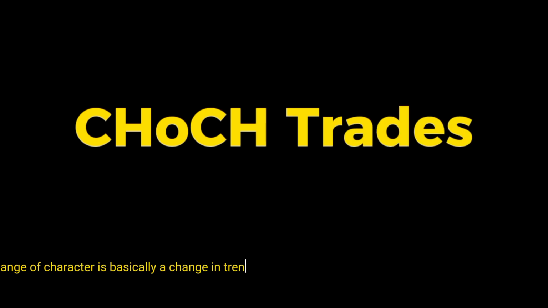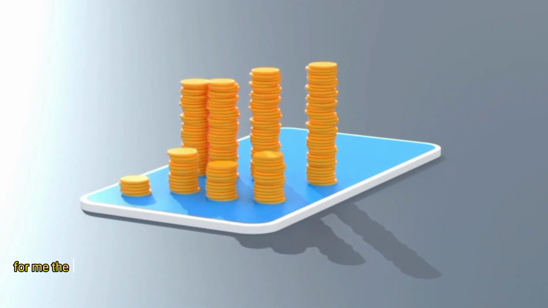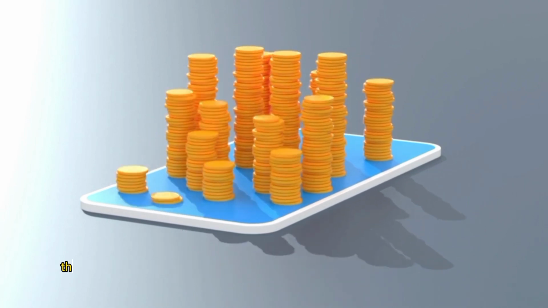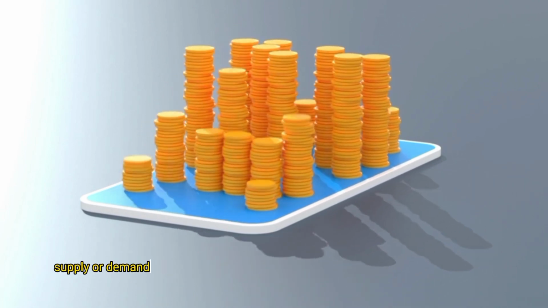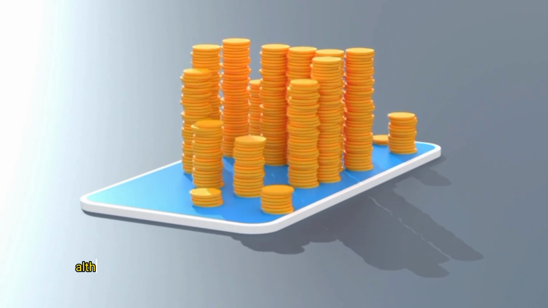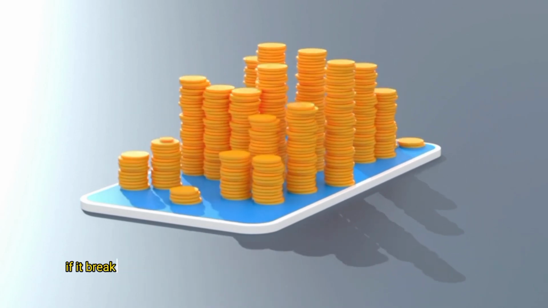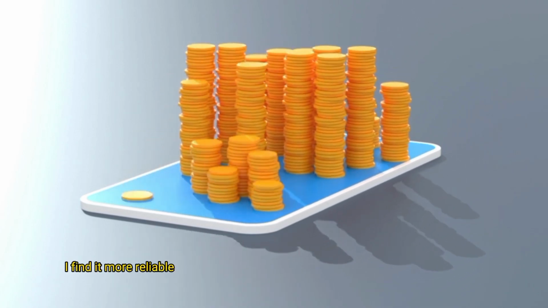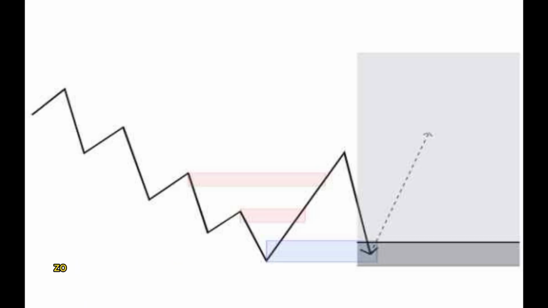A chalk trade's change of character is basically a change in trend. For me, the ideal setup is to have a chalk that breaks two minor supply or demand zones. Although a chalk could be valid if it breaks one zone, I find it more reliable if it reacts from a HTF zone and breaks two minor supply/demand zones, as illustrated.